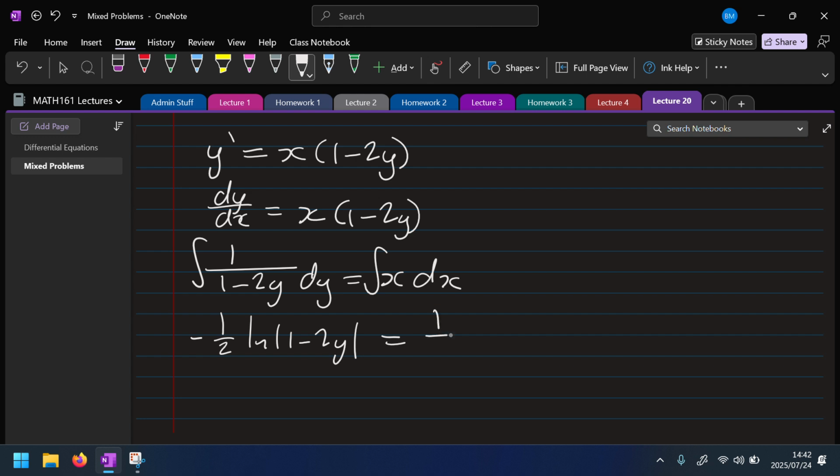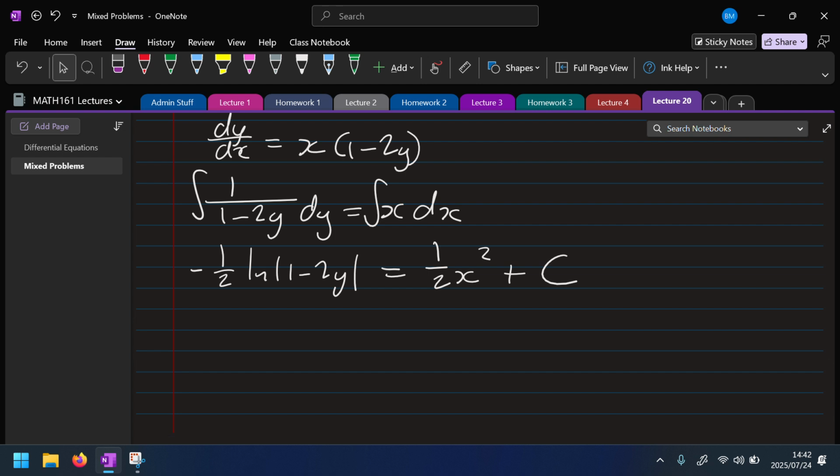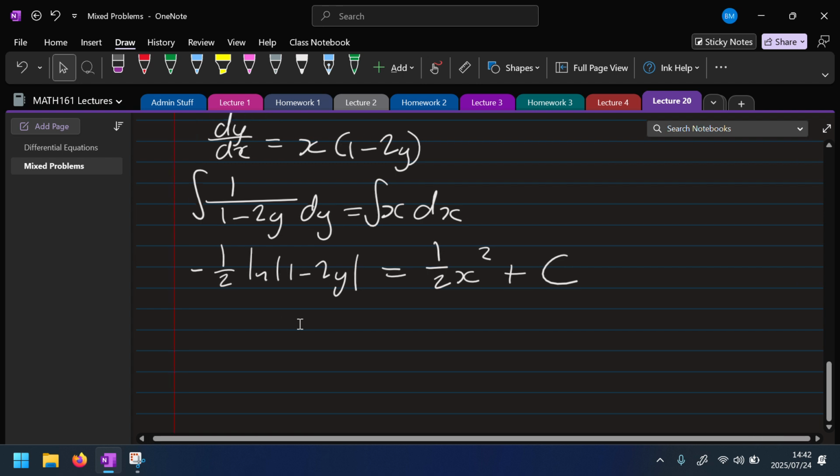And then this side, that's just 1/2 x squared plus c. Now you could leave it like this. That's perfectly fine. You get all your marks. Otherwise, you can then solve for y. But that's just some algebra stuff. I'll leave that for you to do. So that's the separation of variables way.